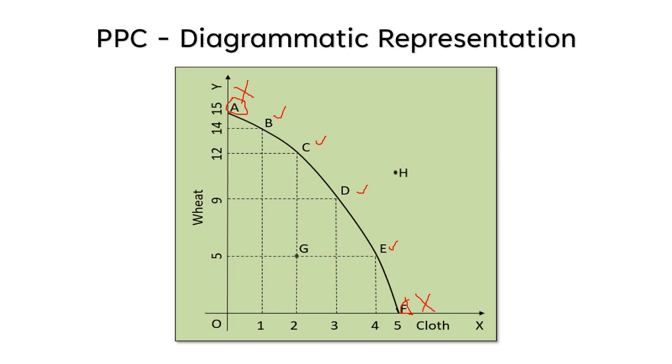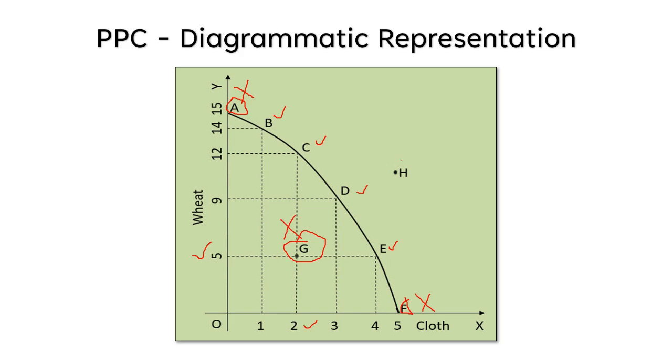And there is one more combination at point G, where the country is producing 5 units of wheat and only 2 units of cloth. As this point lies much below the production possibility curve, it indicates that the country is not using its resources fully for the production of two commodities. Otherwise we can say that the country is having underutilization of resources. Point G indicates underutilization of resources. It is also against the assumption of the law that the country has to use its total resources. So the possibility of G is also eliminated here.